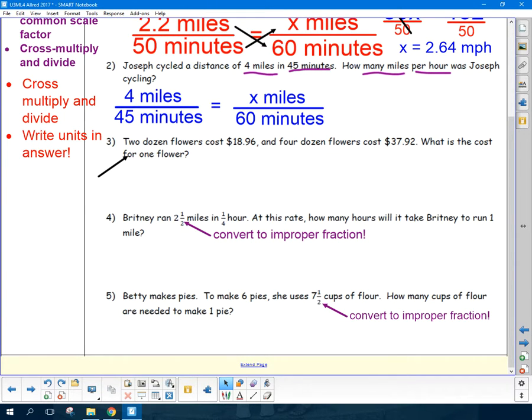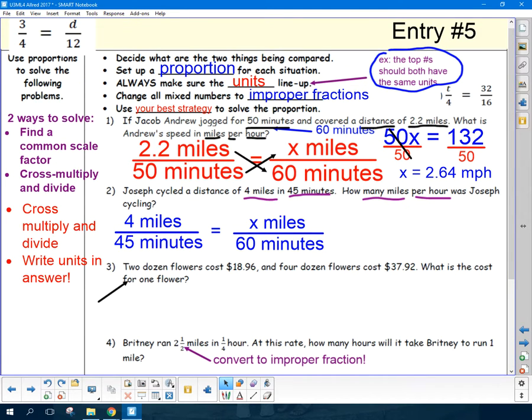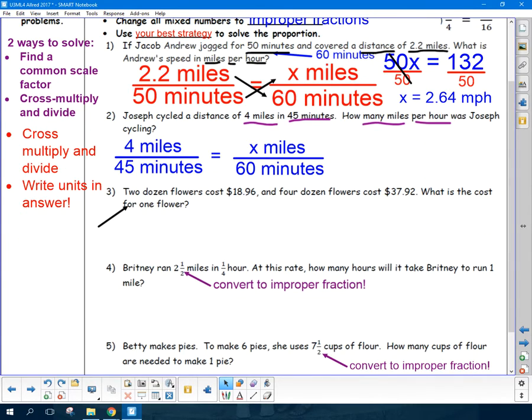Okay? This is just a tiny introduction to proportion word problems. We're going to work on it even more when we get to my station, but I do appreciate you paying attention there through numbers 1 and 2.